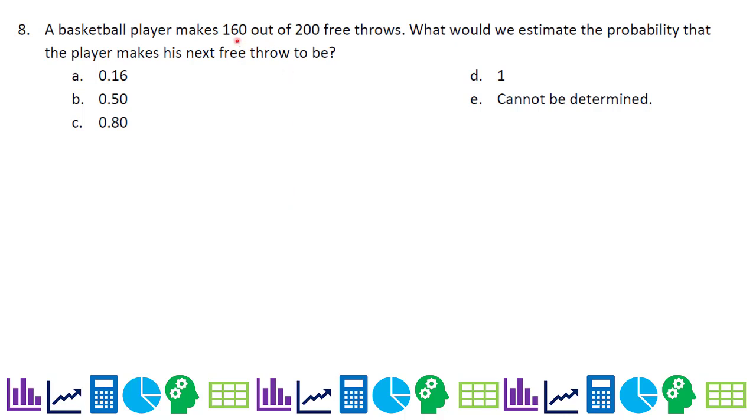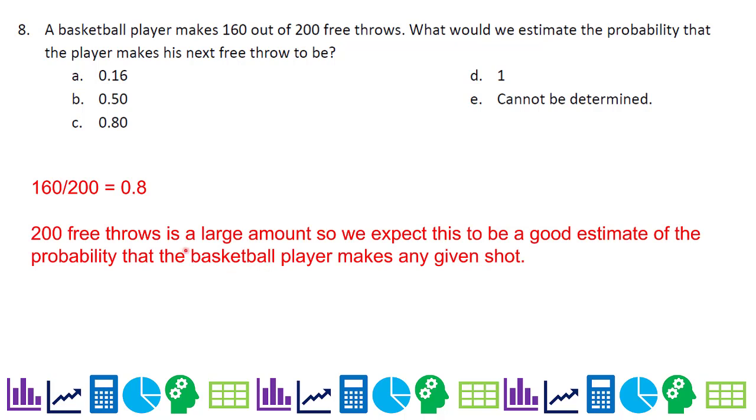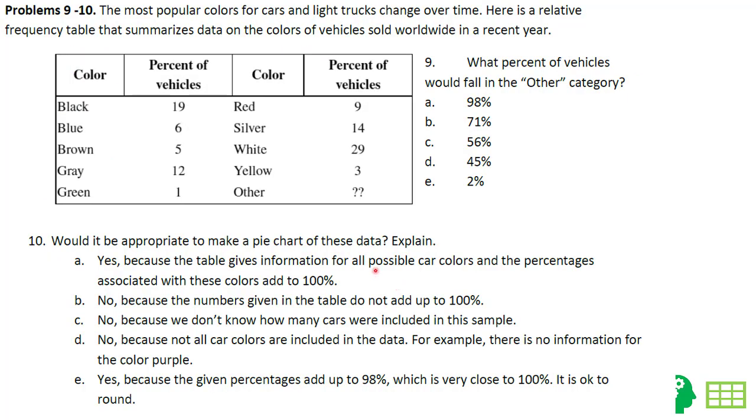So we're just going to take 160 out of 200 and divide, which gives 0.8. And since this is a large amount, we expect this to be a good estimate of the probability the basketball player makes any given shot. So 0.80 is the correct answer. On to problems 9 through 10.